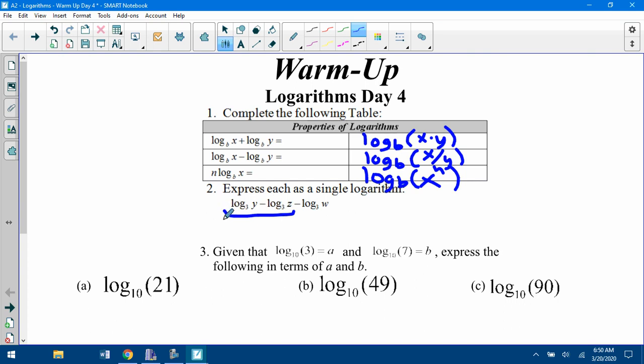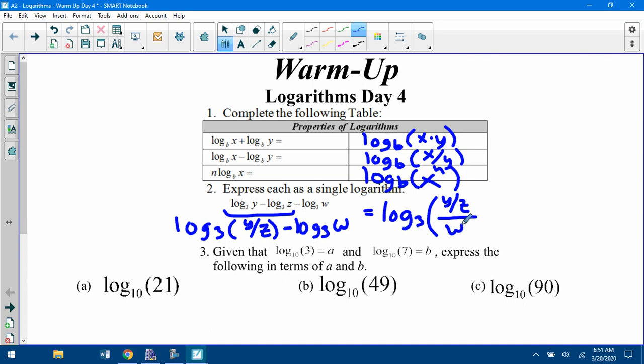Anyways, 2 logs subtracted. How can I make that into 1 log? It'd be log base 3 of 1 log divided, y over z, minus log base 3 of w still. So now I still have 2 logs subtracted. So what can that become again? Again, 1 log divided. So log base 3 of y over z all over w.